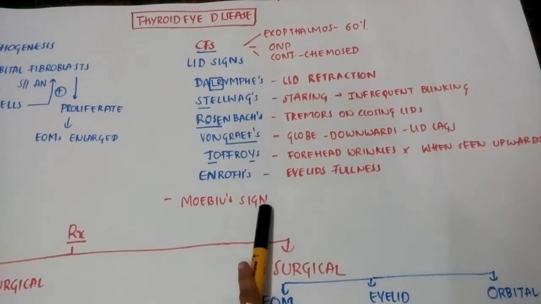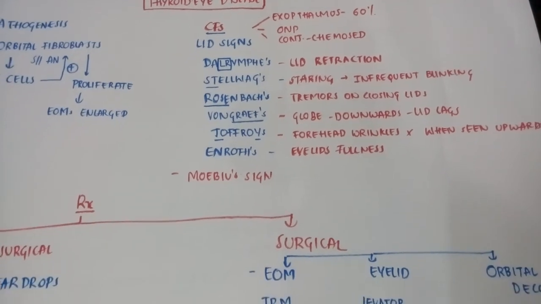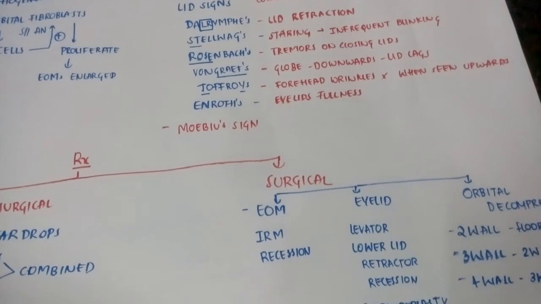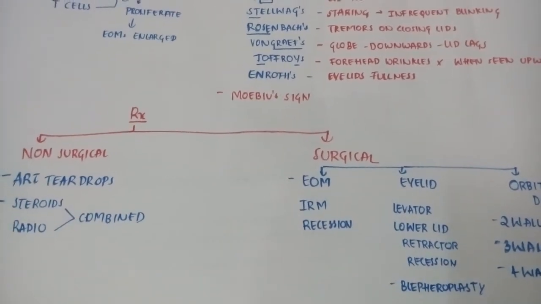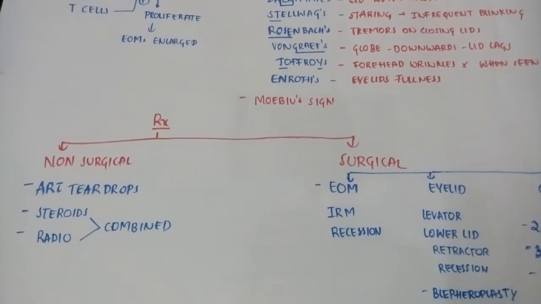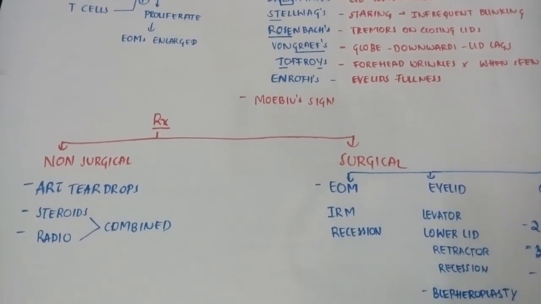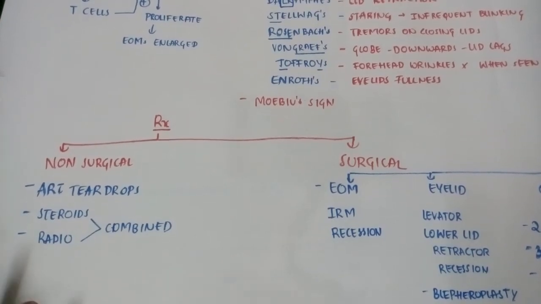This is a motility defect, an ocular motility defect, due to partial or complete immobility of the extraocular muscles. And coming to the treatment: non-surgical treatment and surgical treatment. Non-surgical treatment is by giving artificial teardrops and systemic steroids, or else radiotherapy. Combined therapy includes steroids and radiotherapy.